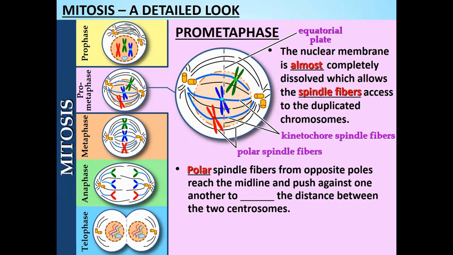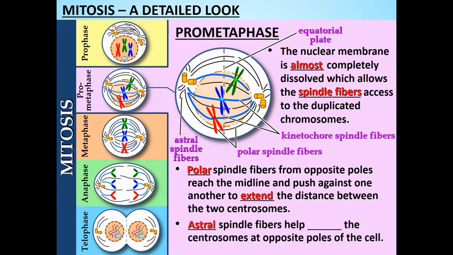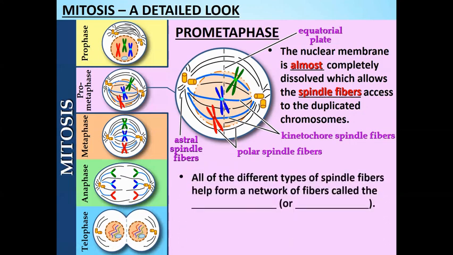The polar spindles from opposite poles reach the midline and push against one another to extend the distance between the two centrioles. They help to anchor them on opposite sides of the cell. So we have all these little spindle fibers that are pulling and moving things around to help it divide and equally get each thing on each side. Different types of spindle fibers help form a network of fibers called the spindle apparatus.